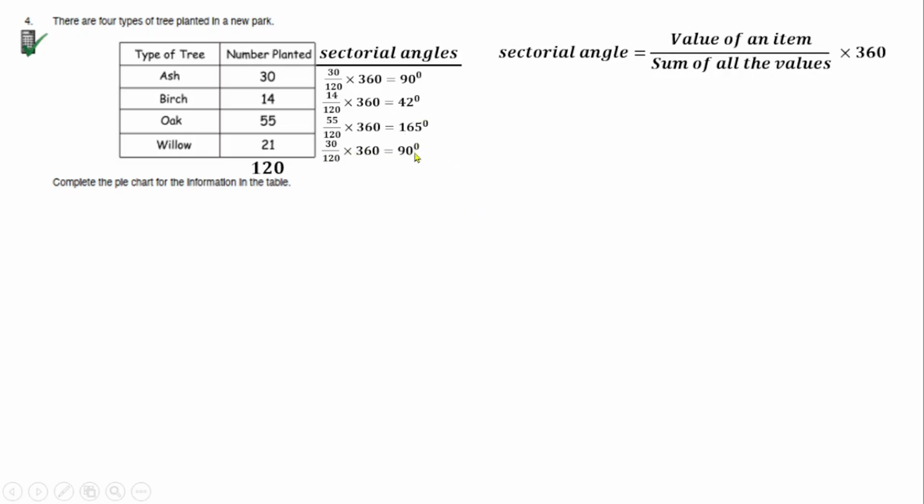So there's a typographical error here, and when you add all these angles together, it's supposed to give us 360 degrees. Having gotten that, please correct this one by yourself. This is 21 over 120 times 360, and that should give you the value of the angle here.